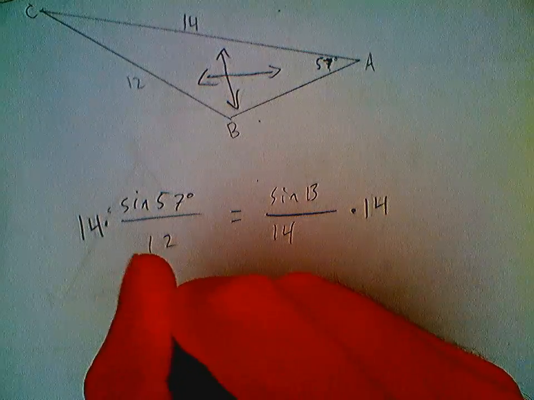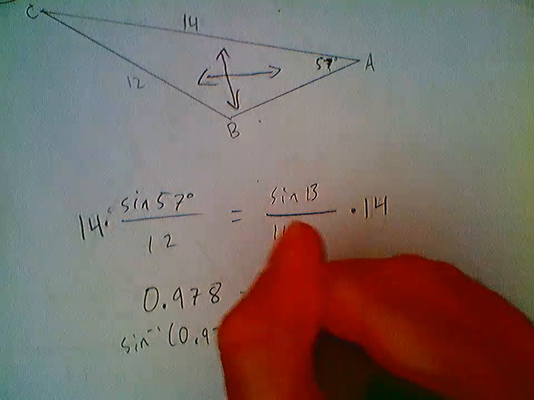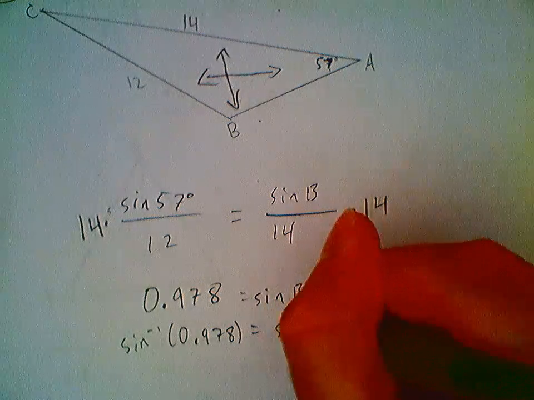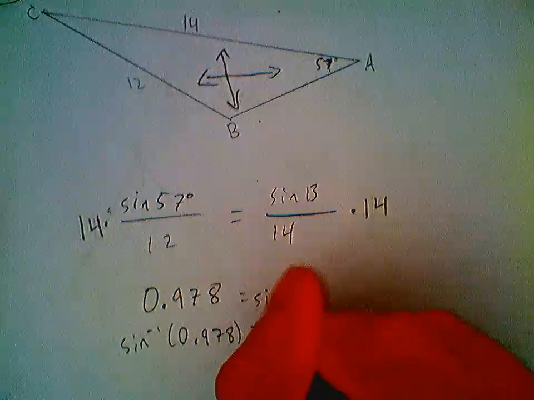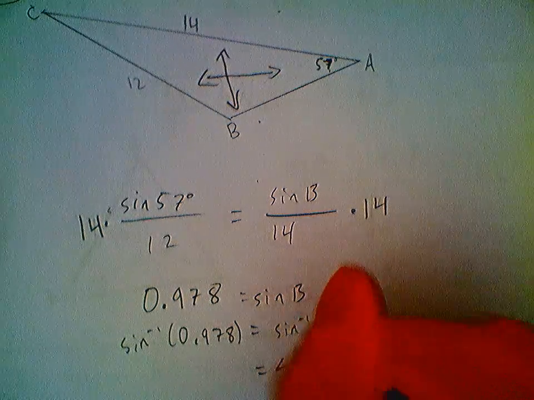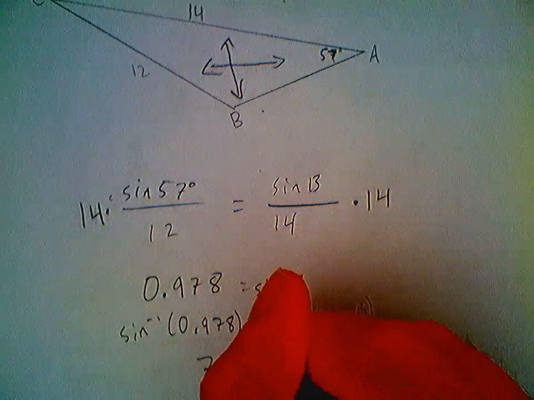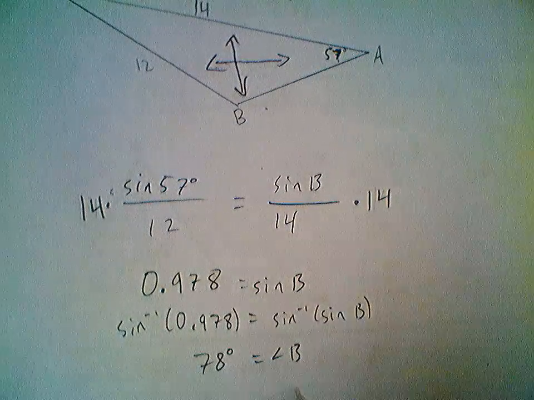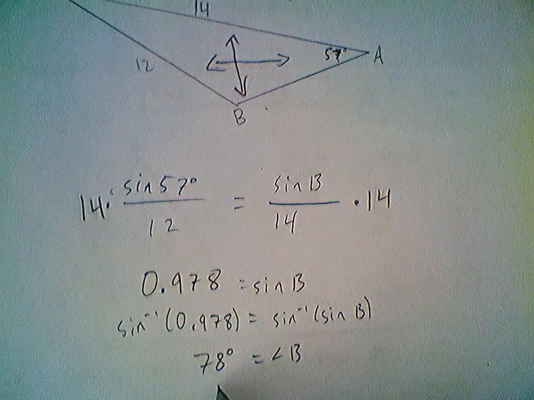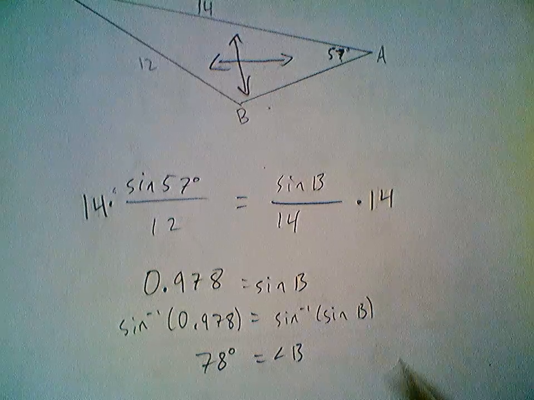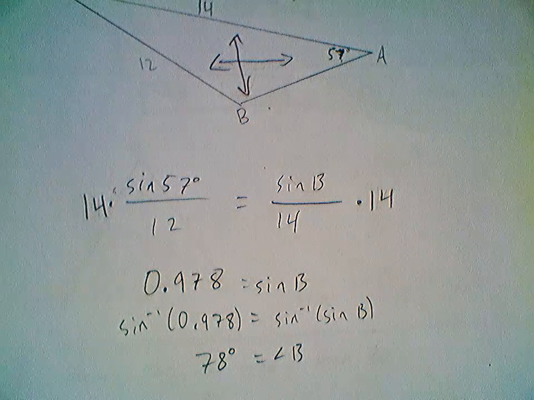Then when we apply the inverse sine to both sides, our calculator is going to tell us exactly what it told us in the last problem. That angle B is about 78 degrees. The problem is, angle B is not an acute angle. 78 degrees is an acute angle. Angle B is supposed to be obtuse.